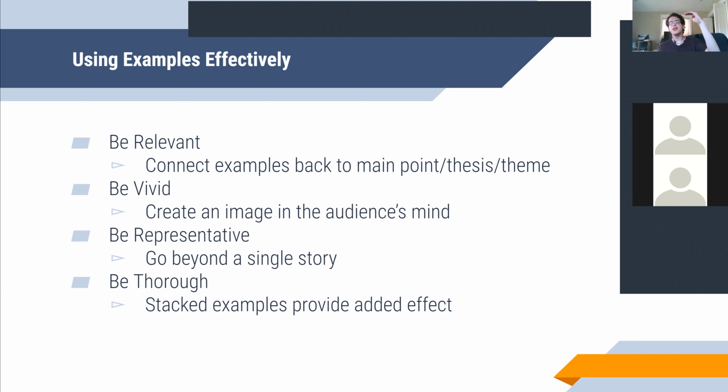You want to provide multiple examples throughout your speech. They all provide an added effect. They all help make your culture seem much more real and relatable to the audience. The more examples you use, the more you bring your culture to life as people living together, united by something in common, rather than an abstract, nebulous thing that I don't really know how to put my finger on.